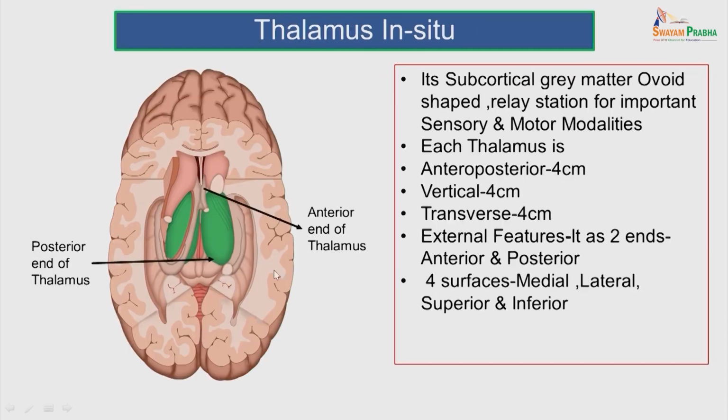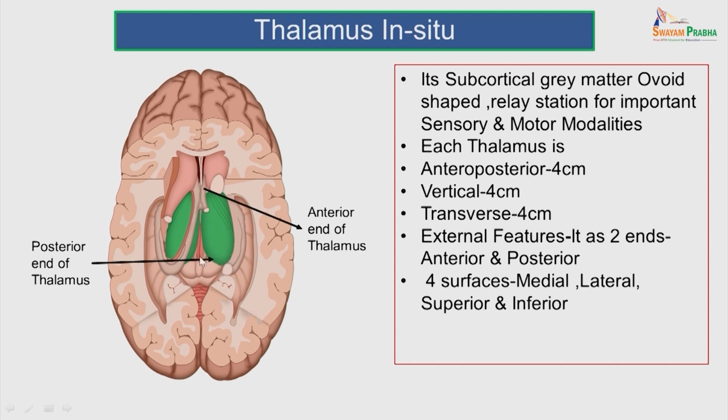The thalamus is a subcortical grey matter, ovoid in shape, and it is a relay station for all the sensory and motor modalities. It measures 4 centimeters anteroposteriorly, 4 centimeters vertically, and 4 centimeters transversely. Among the external features, it has two ends, anterior end and posterior end, and four surfaces: a medial surface, a lateral surface, a superior surface and an inferior surface.